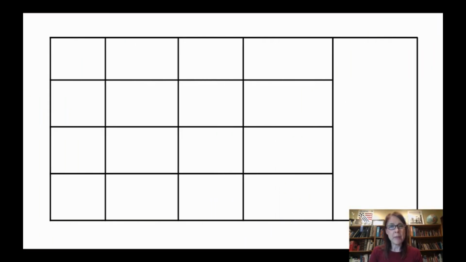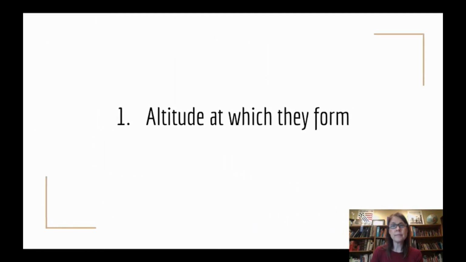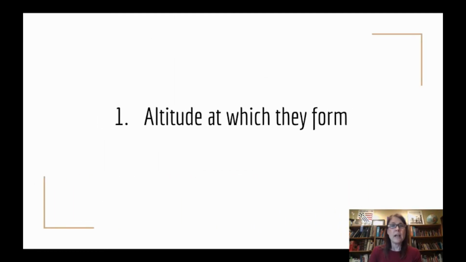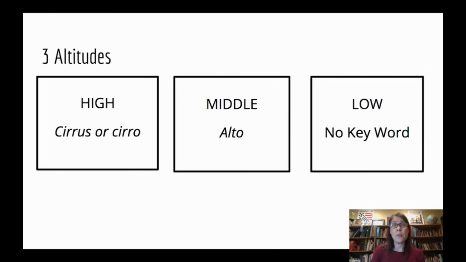Take a sheet of paper and draw this chart. We'll be using this as we learn the key words to cloud identification. First, clouds are classified based on the altitude at which they form. Clouds can form at 3 altitudes. Clouds that form at high altitudes are known as cirrus or cirro clouds. This is your key word. Cirrus, cirro means clouds that form at high altitudes.